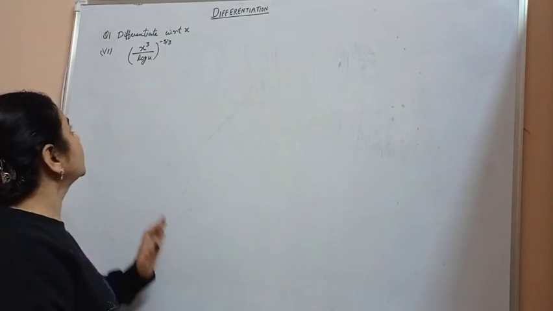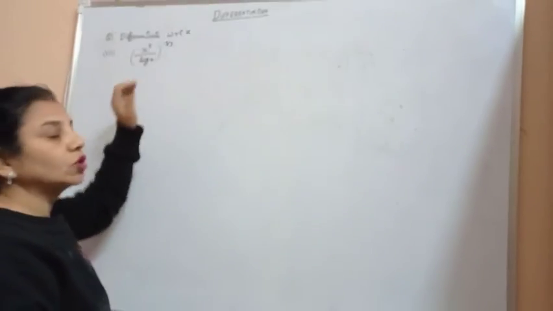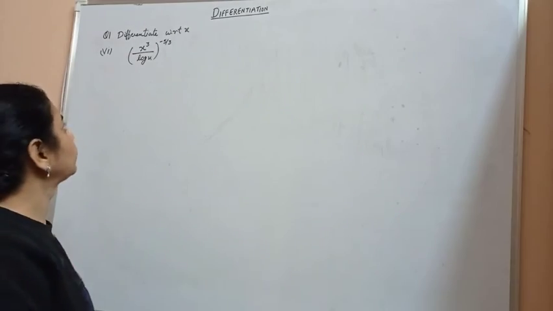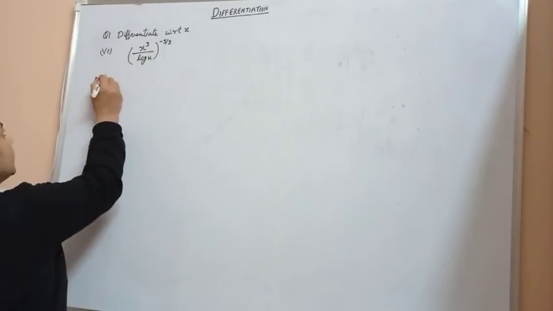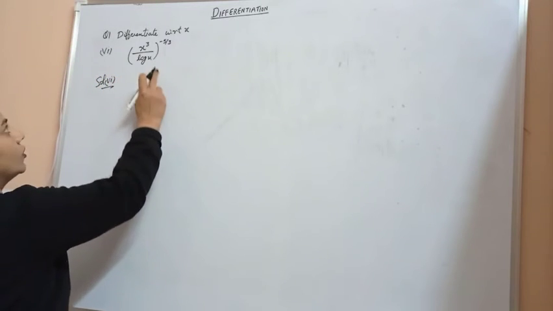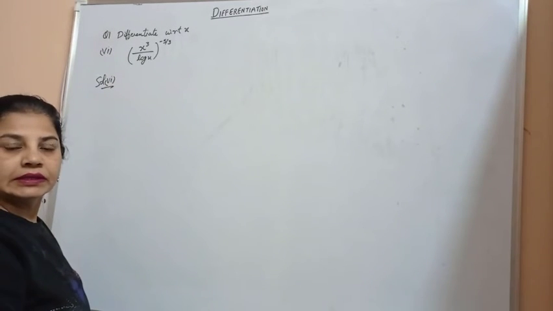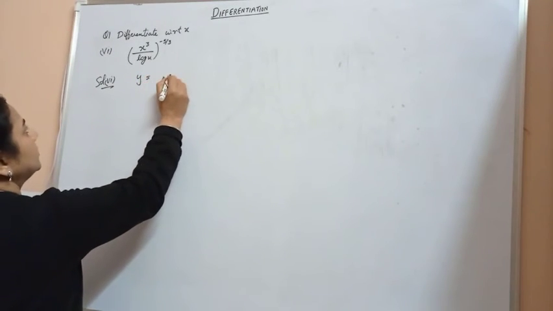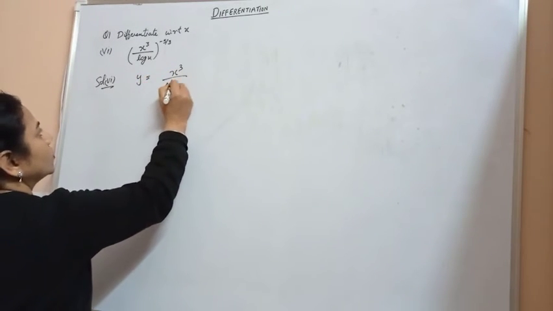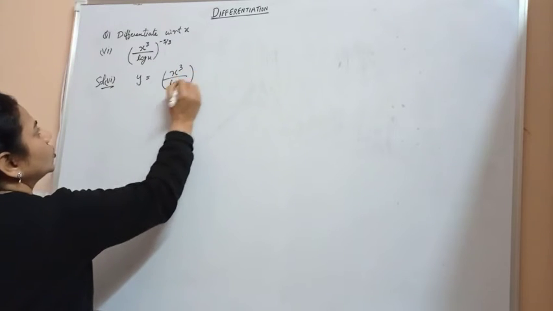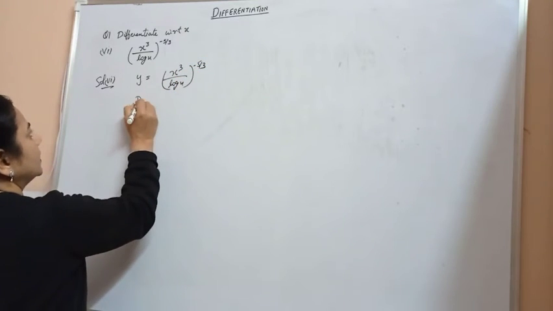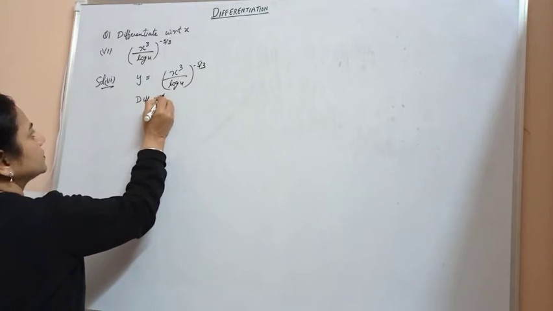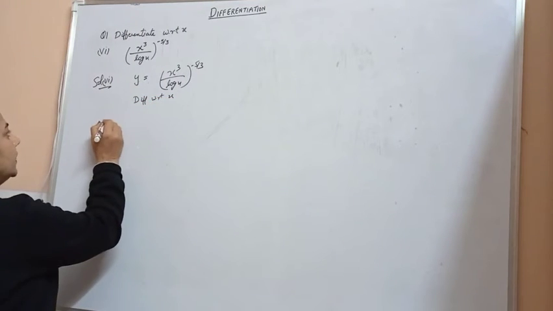Differentiate the given function (x cube upon log x) whole to the power minus 5 by 3. In this function, first of all, we apply the power formula and then we apply the quotient rule. So let the function y be the function (x cube upon log x) whole to the power minus 5 by 3. Then differentiate with respect to x.